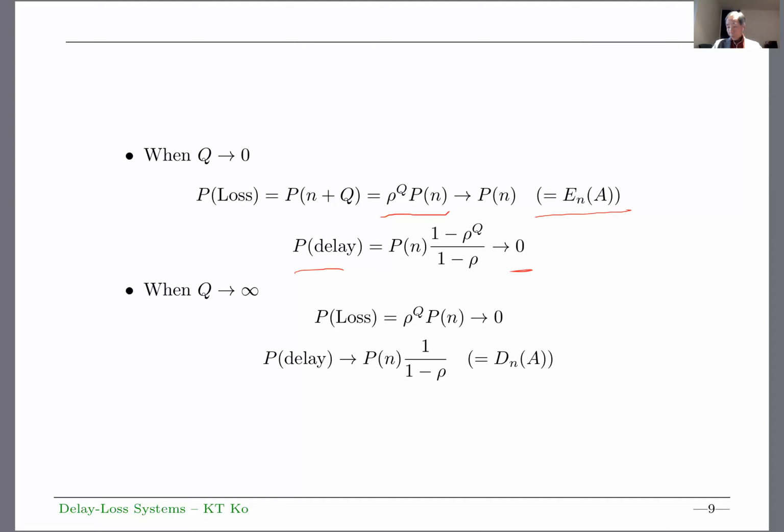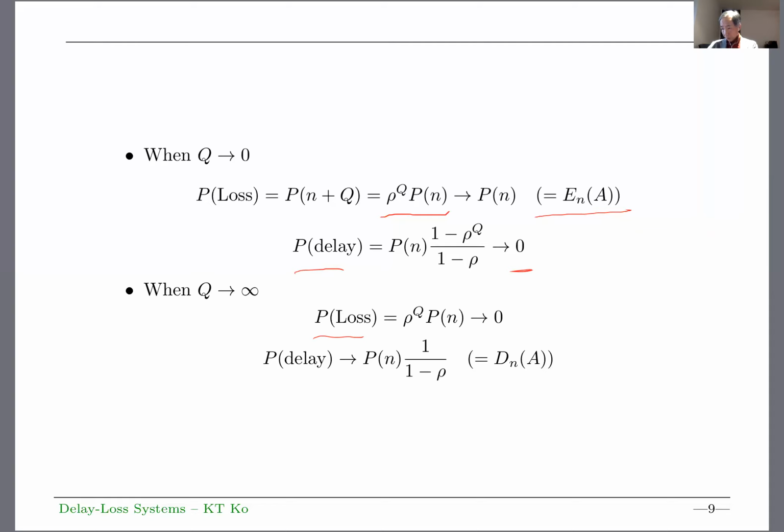Now what happens when Q is infinite? When Q is infinite, by definition, no job or no customers will leave the system, so the loss becomes 0. But you can also see from the equation, when Q is infinite, rho^Q is approaching a very small value, approaching 0 anyway.